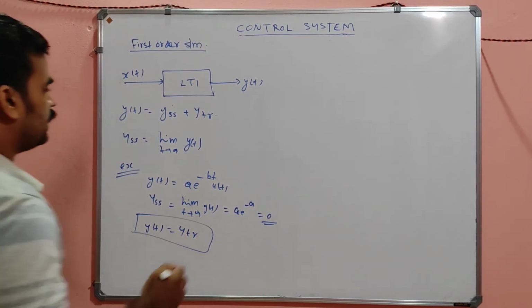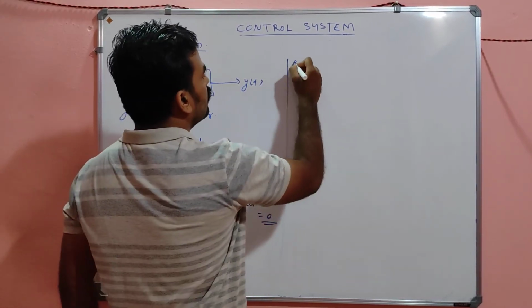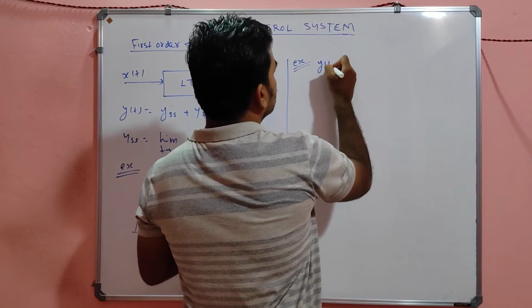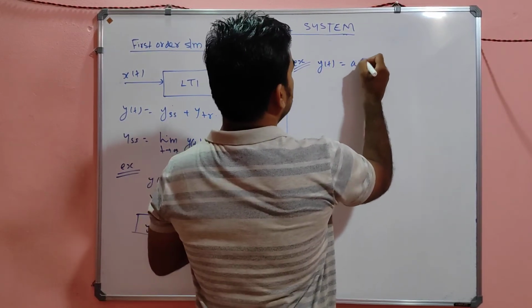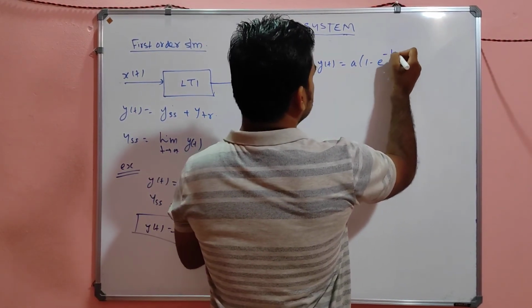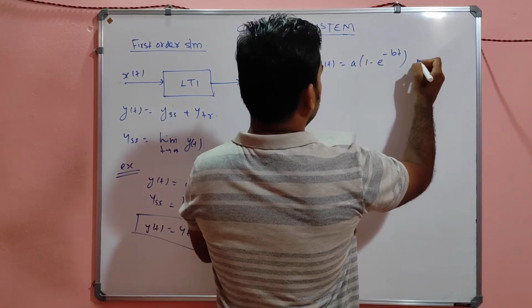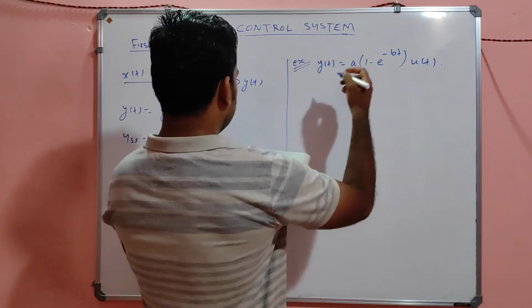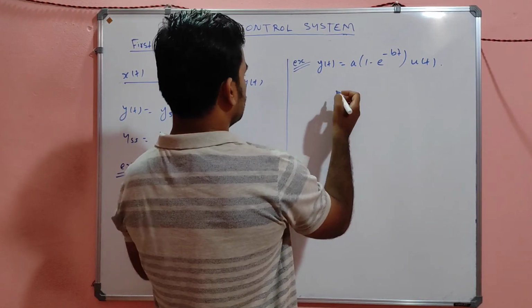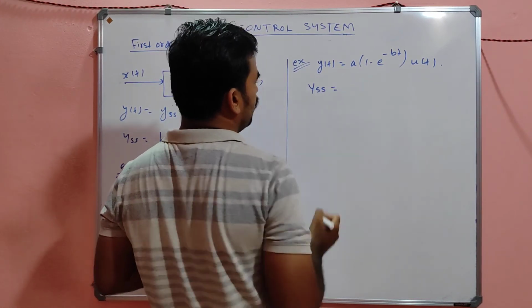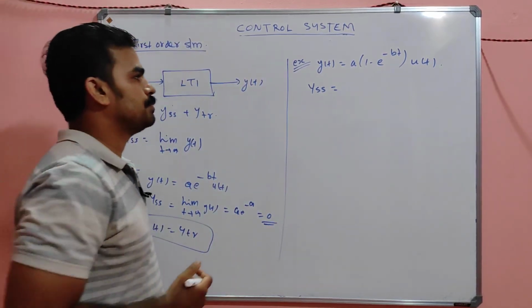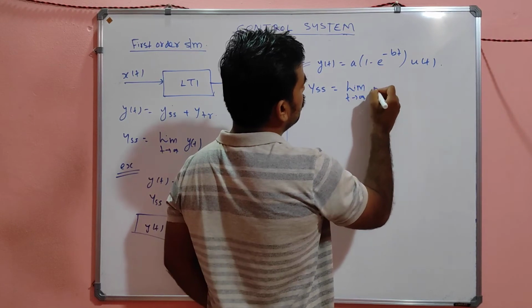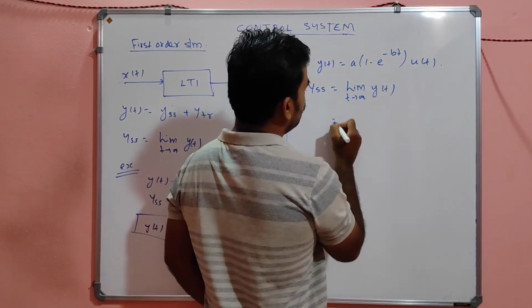Okay, consider another example, my dear. y of t is equal to A into 1 minus e raised to minus bt into u of t. Find the steady state and the transient responses. What is y_ss now? What is the steady state response? I already told you, it is the limit as t tends to infinity of y of t.